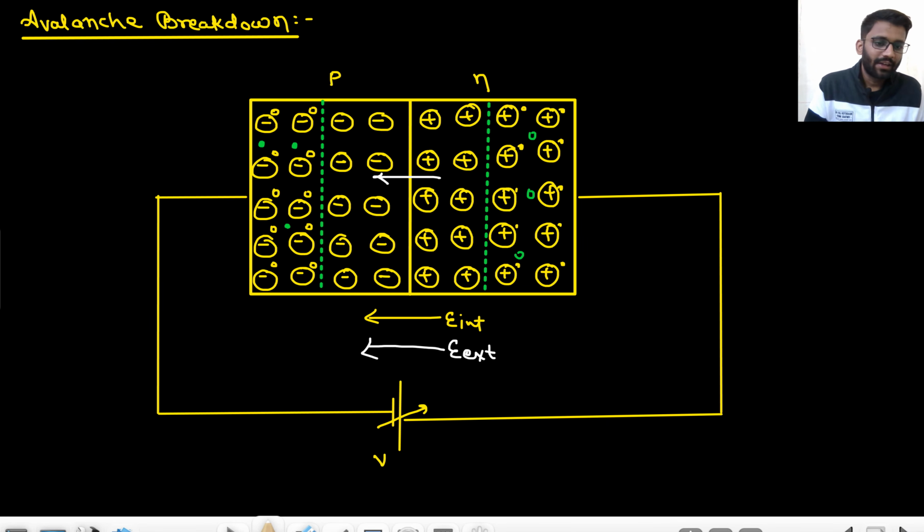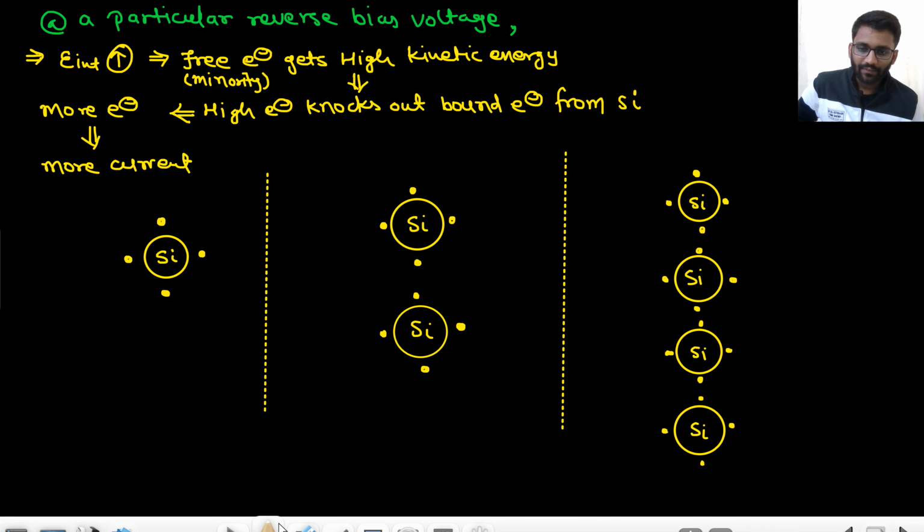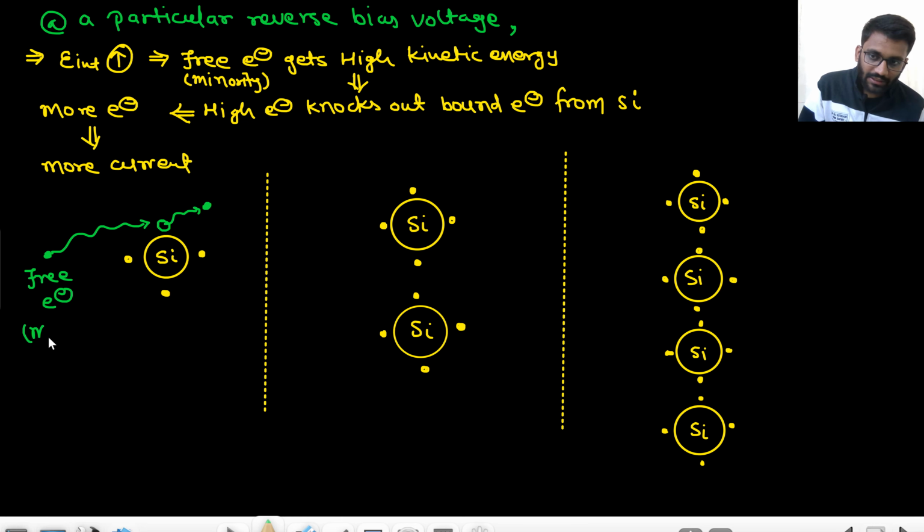Now what will happen if they collide with this silicon atom? Let's just assume you are having an electron here. That is this electron. Okay. Now this electron goes and collides with this silicon. What will happen? It will knock out this electron and create a hole. It has knocked out this electron and created a hole. So this electron has been knocked out. So this was your free electron. This was your minority charge carrier, right?